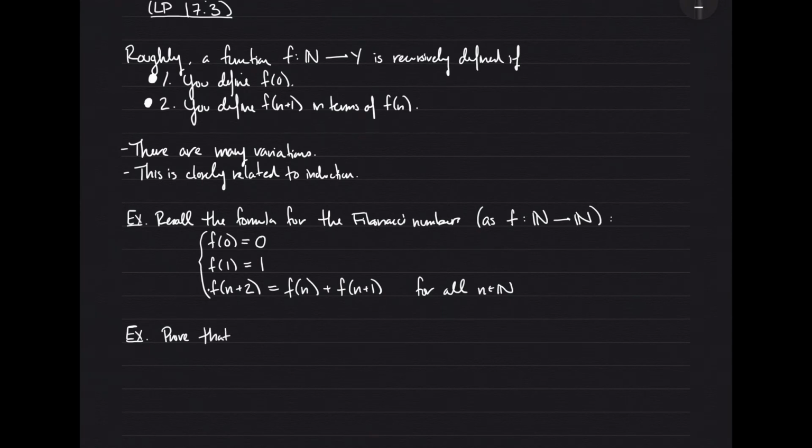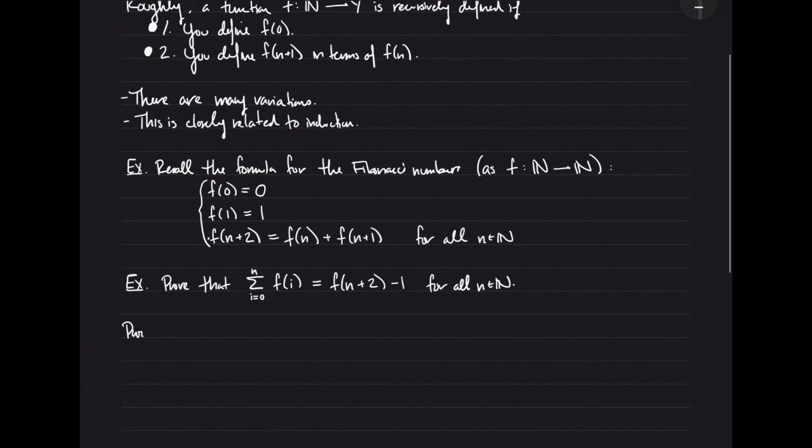We want to prove a fact about the Fibonacci numbers, which is that if we sum up all the guys from 0 to n, so the first n plus 1 guys, then that's f of n plus 2 minus 1. And this should be true for all n. We're going to do a proof by induction because that's exactly the right kind of thing whenever you're dealing with recursively defined functions.